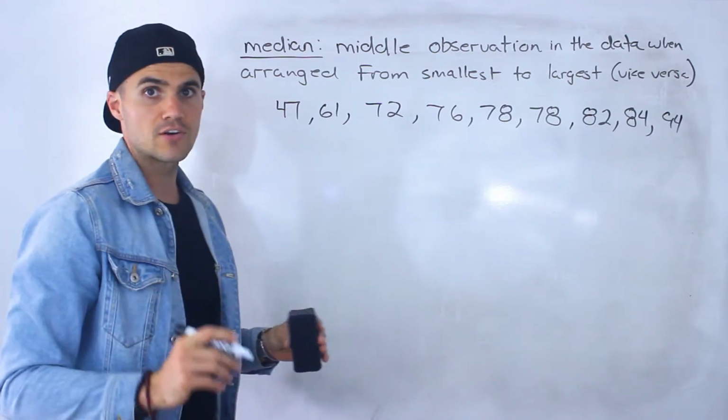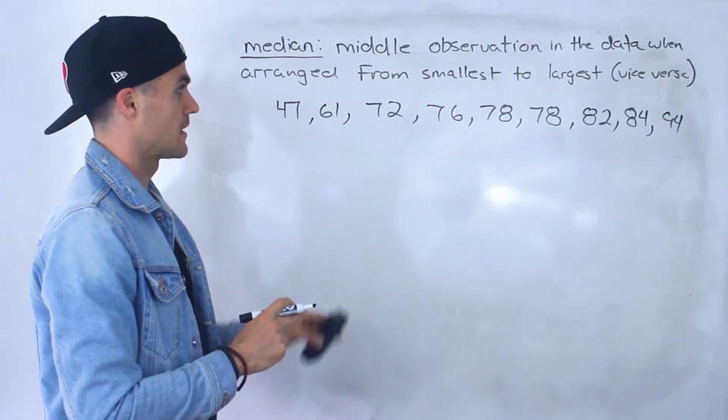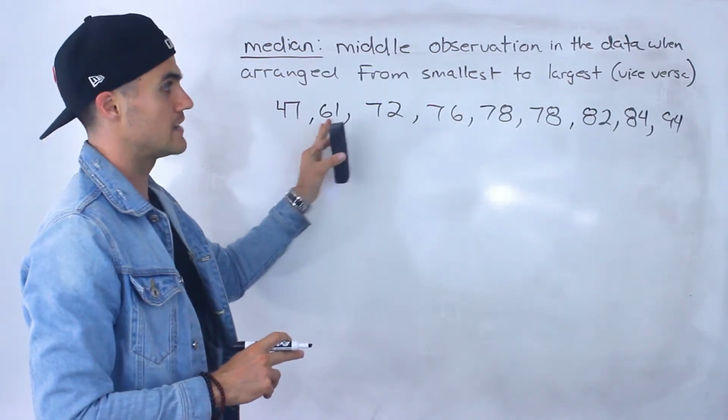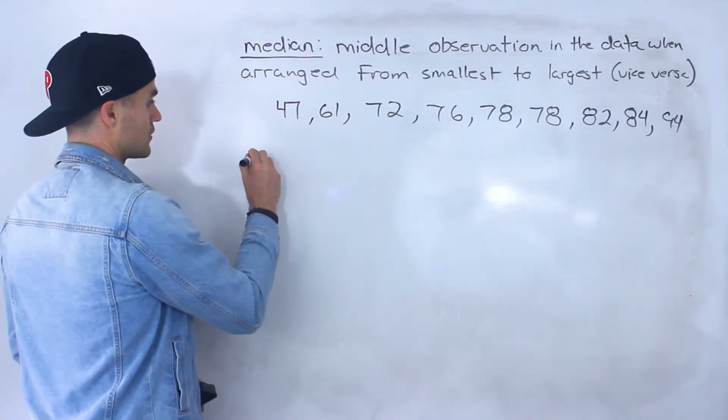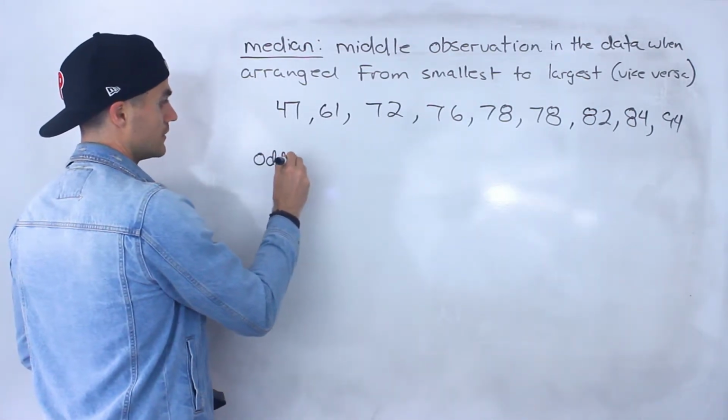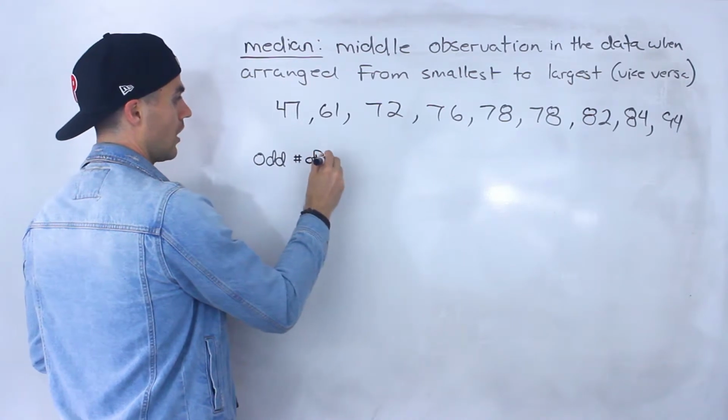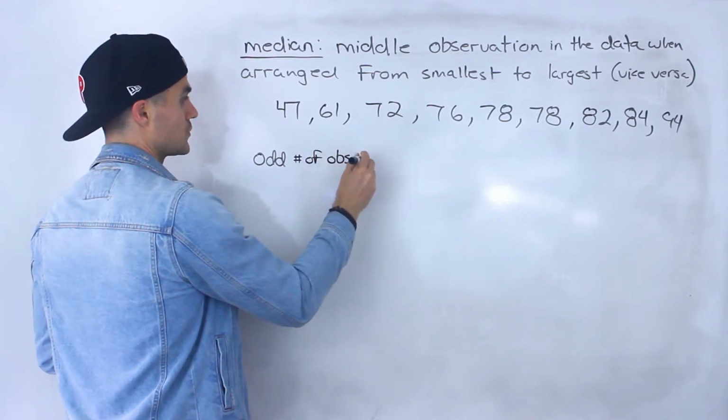Now with the median, there's actually 2 cases. So notice here we have 9 observations. So there's a case where there's an odd number of observations, which is the case we're doing now.